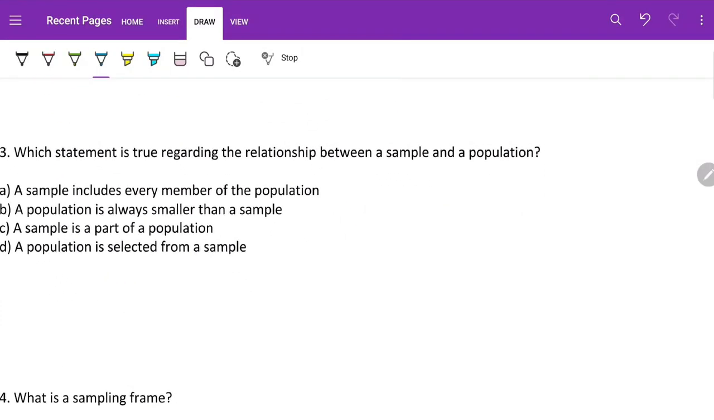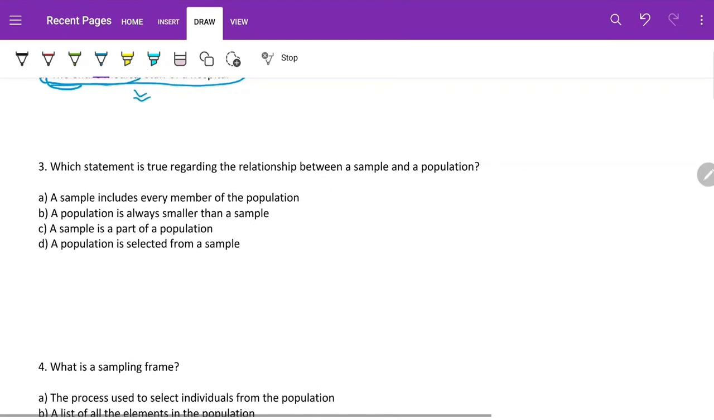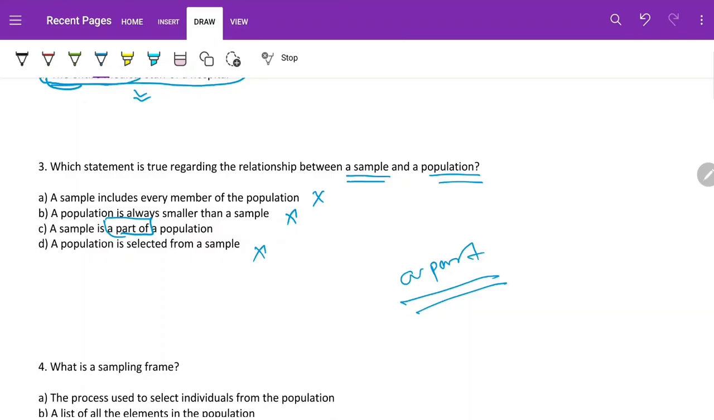Which statement is true regarding the relationship between a sample and a population? A sample includes every member of the population. No, not every member. A population is always smaller than a sample. No, this is wrong. A sample is a part of a population. A population is selected from a sample. No. So a sample is always a part of a population. A part means any randomly selected part of a population.